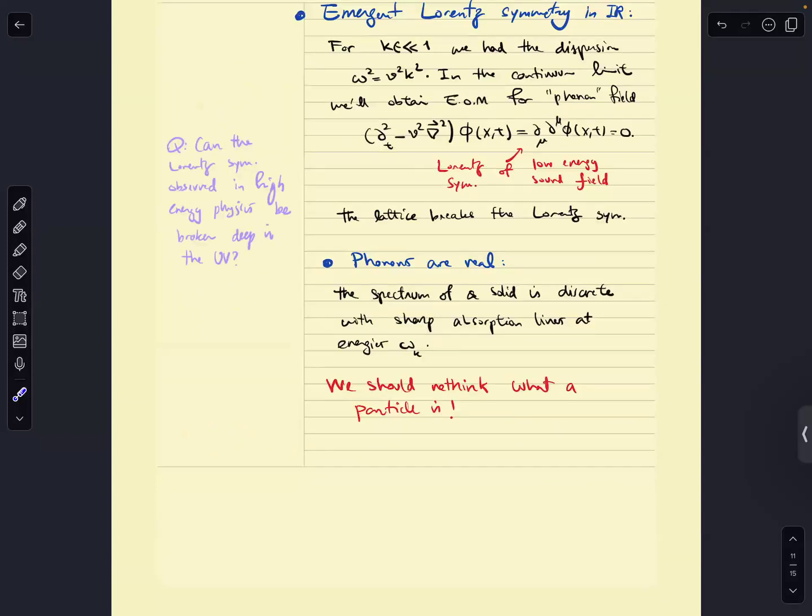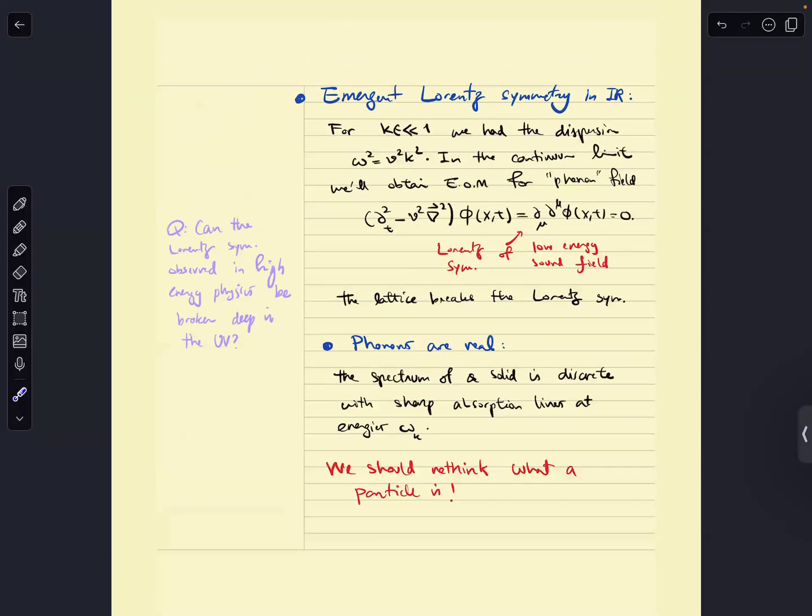Any questions? Yes, Haniba, as you said, at very high energies the Lorentz symmetry is broken. Can you elaborate on that? No. In this model, Lorentz symmetry is something emerging at low energies. Of course, the lattice itself, or the system of atoms, didn't have Lorentz symmetry to start with. It's an approximate symmetry in the infrared.